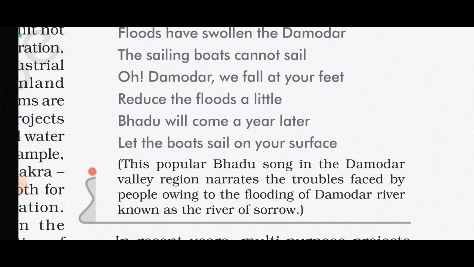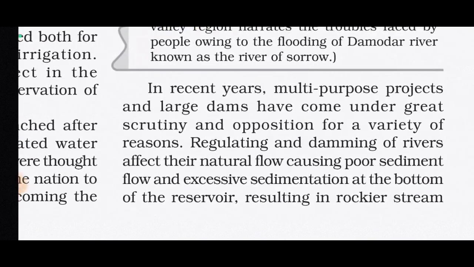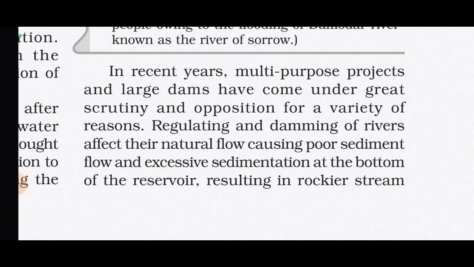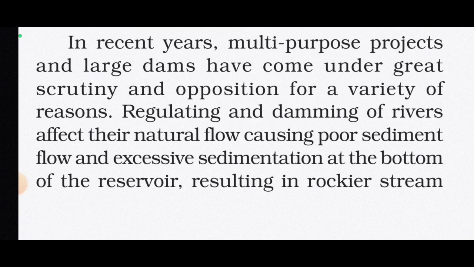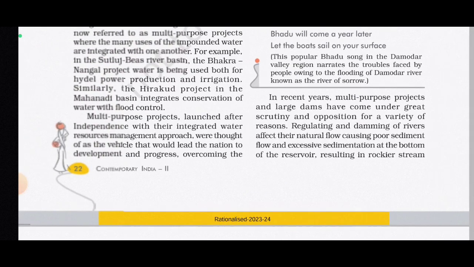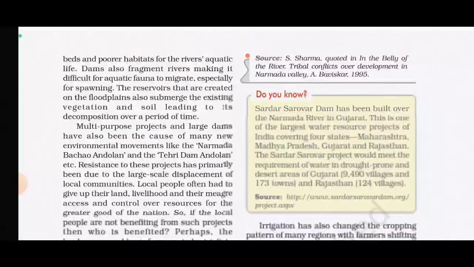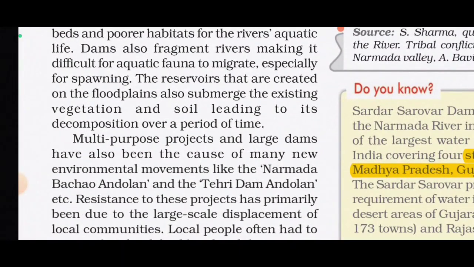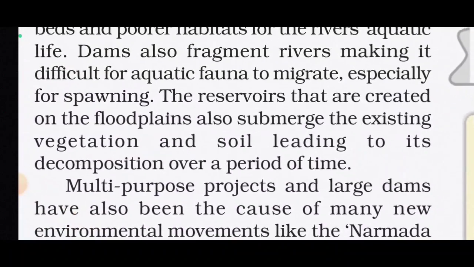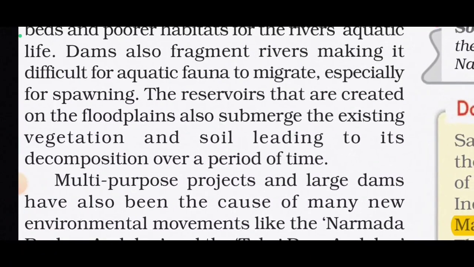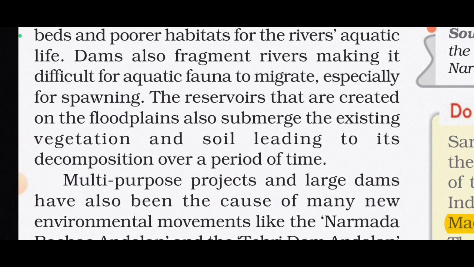ये क्या है, भादुसांग। ओके चलो ये सब छोड़ो। In recent years multipurpose projects and large dams have come under great scrutiny and opposition for a variety of reasons. Regulating and damming of rivers affect their natural flow, causing poor sediment flow and excessive sedimentation at the bottom of the reservoir, resulting in rockier stream beds and poorer habitats for the river's aquatic life. Dams also fragment rivers, making it difficult for aquatic fauna to migrate, especially for spawning.